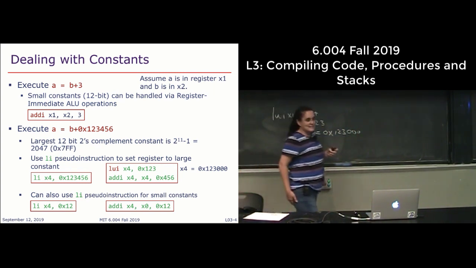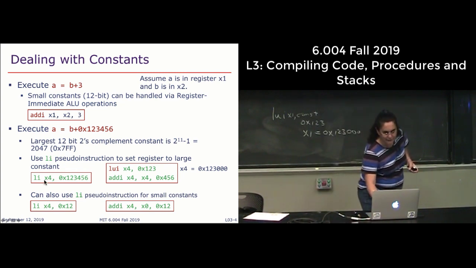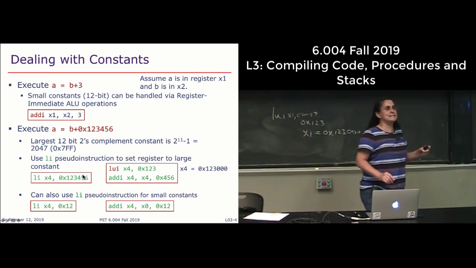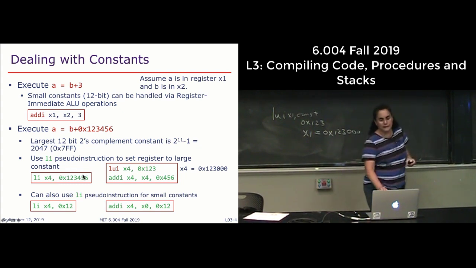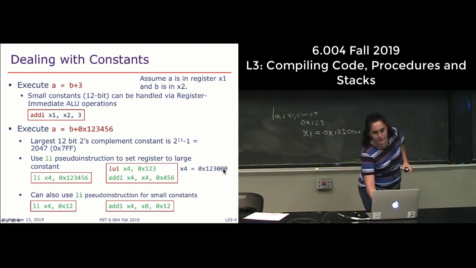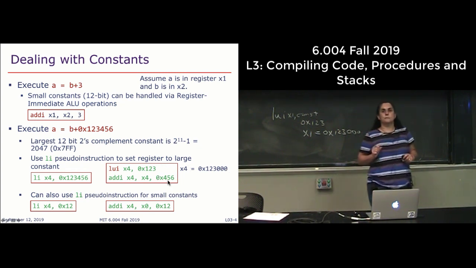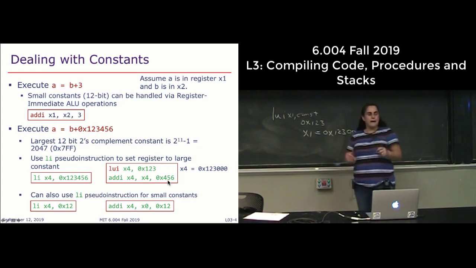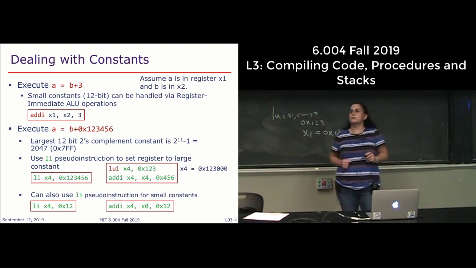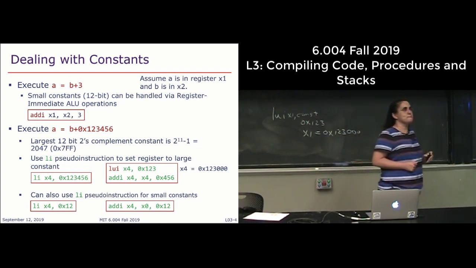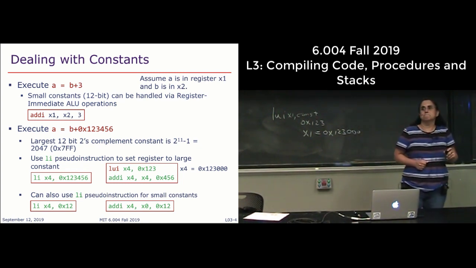Okay? So what is this allowing us to do? It's allowing me to take this very big constant and somehow get it into my x4 register by doing a load upper immediate, which is going to put this 123000 into x4, and then I add the bottom 12 bits, which is 4, 5, 6, and now I have this constant 0x123456. Okay? Everyone comfortable with that?